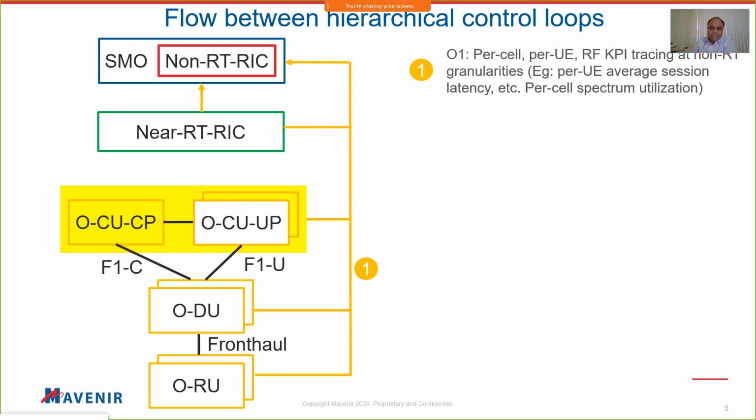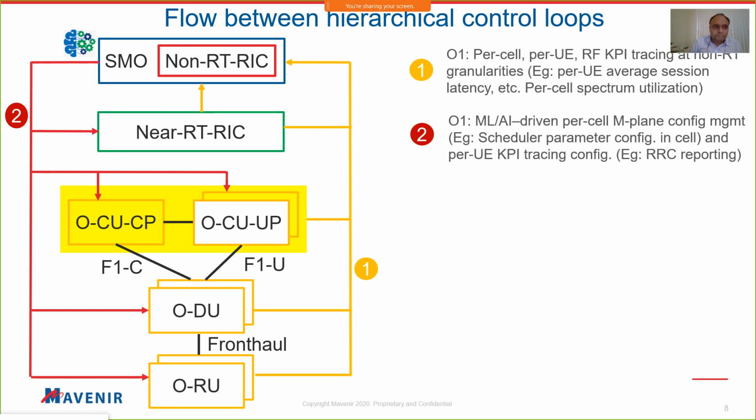Examples of cell level traces are per cell spectrum utilization. Examples of user level traces are average user RAN latency for a given session. These traces are sent at non-real-time granularities, typically ranging in the order of units of seconds to units of minutes. And the SMO uses some machine learning and artificial intelligence-driven configuration management functions. These configuration management functions exercise configuration back to the RAN, using which certain parameters in the underlying RAN can be optimized.